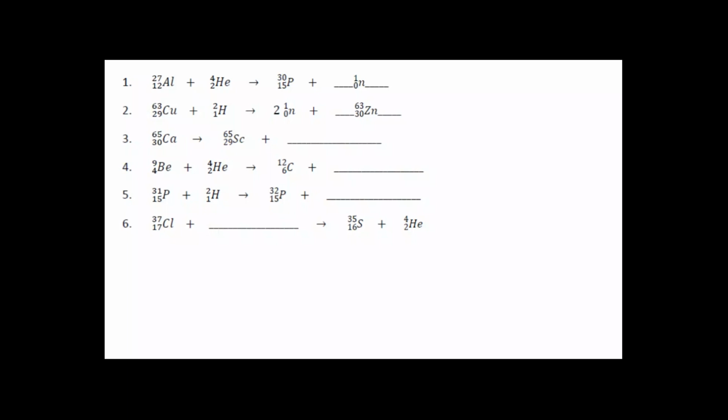This is in fact giving off a positron. So this is 0 plus 1 e. And then you have 9 for beryllium. 9 plus 4 is 13. You have 12 here. So you have a 1, 0, n plus 4 plus 2 is 6. And you have 6. So you have 0 and 1 n.